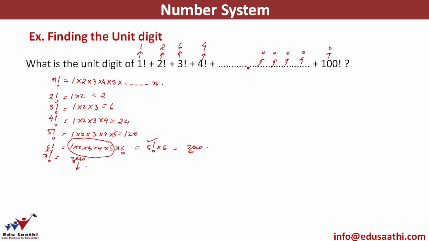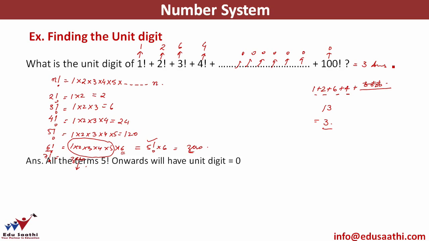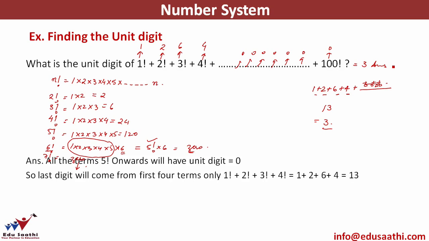So if the unit digit is 0, you keep on adding zeros. It will not change your answer. Your final answer would be 1 plus 2 plus 6 plus 4 plus all the zeros that you have, which will not change your final value. So it comes out to be 13. Your final answer would be 3. 3 will be the unit digit of all of these cases. So our answer will be 3. Let's move ahead. This is what I've already explained to you. So there will be only 4 terms. So the unit digit that will come out to be is 3.